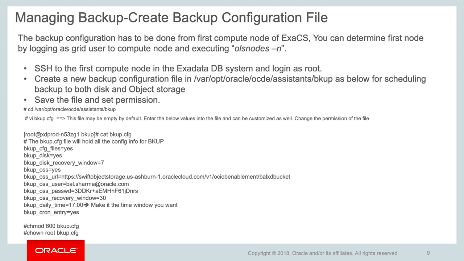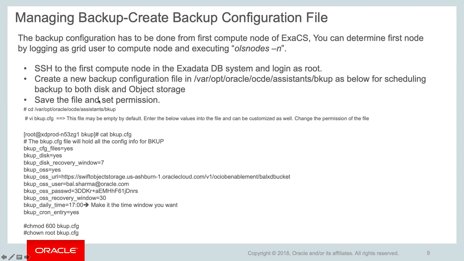So once you log into your first compute node, just log in as root from there using sudo, and then you have to create a new backup configuration file. You can create this file anywhere, in the temp directory or on the Oracle home, or any place which you can access. In my example, I'm going to create this file under /var/opt/oracle/ocde/assistants/backup, and that will be used for scheduling backup on both the disk as well as object storage.